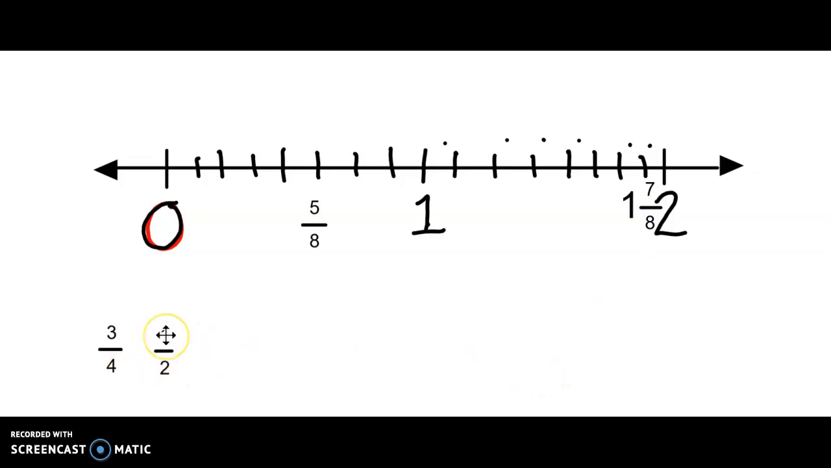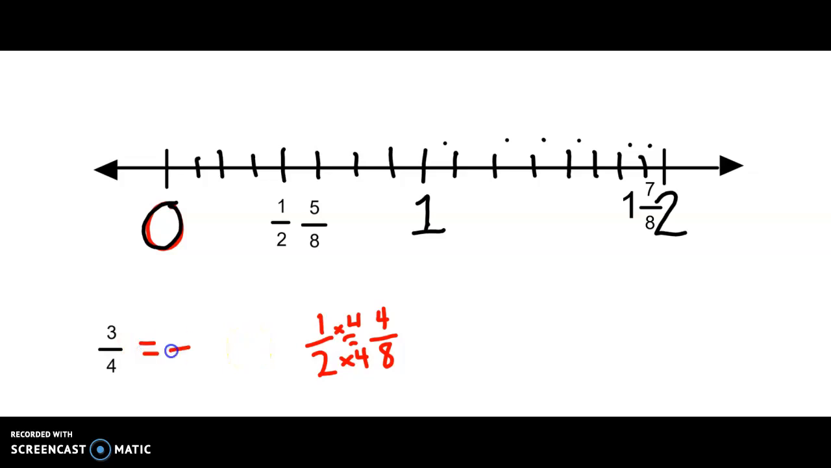Okay, and then we have to figure out 3/4 and 1/2. Okay, I know most of you are probably thinking, oh, I know what 1/2 is. Okay, so since it's eighths, 2 times 4 is 8, 1 times 4 is 4. So 1/2 is going to go right where 4/8 would be. So 1/8, 2/8, 3/8, 4/8. 1/2 is going to go right there next to 5/8.